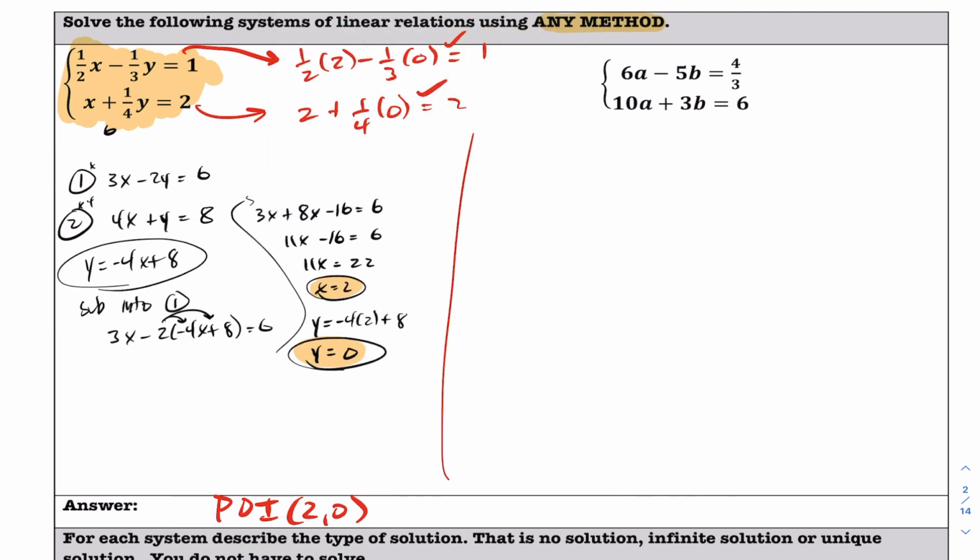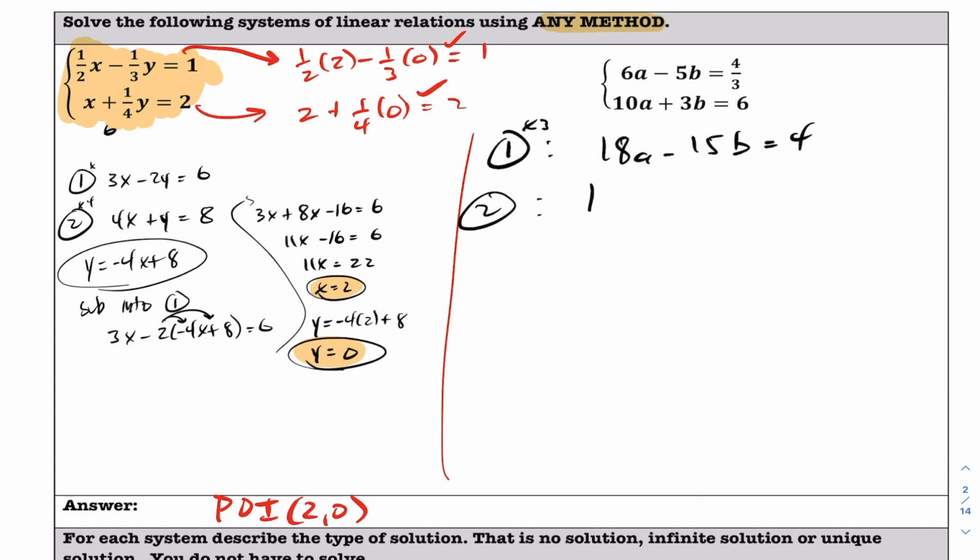Okay, let's take a look at the next question. So for the next question here, I want to solve for a and b. First thing I'm going to do with equation 1 is multiply across by 3 and get rid of that fraction. So this becomes 18a minus 15b is 4.